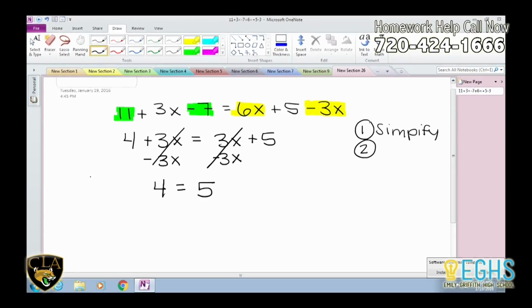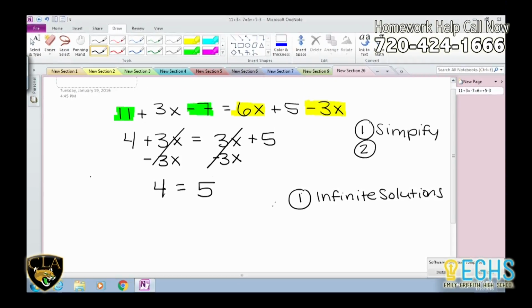When this happens, when your variables cancel, or you're solving and you're left with no variables, there are two possibilities. One possibility is infinite solutions, meaning it doesn't matter what x is, that equation is always going to be true. If you made x 5, the equation would be true. If we made it 1,000,000, it would be true. It doesn't matter what we made x, the equation would be true. That's for infinite solutions. The other option is no solution.